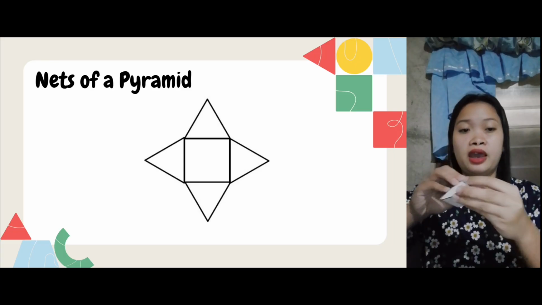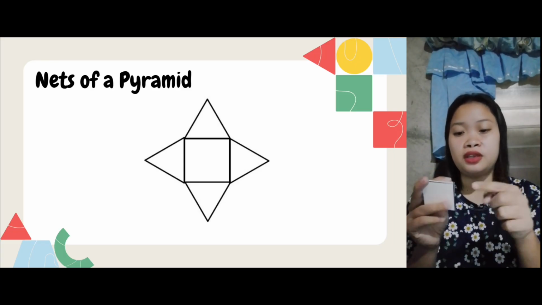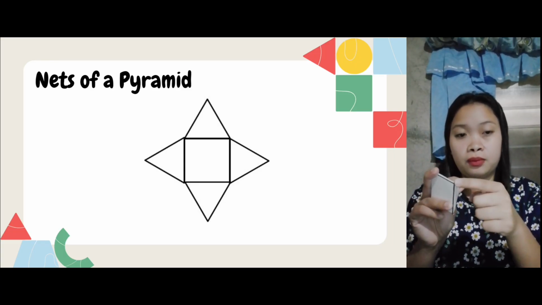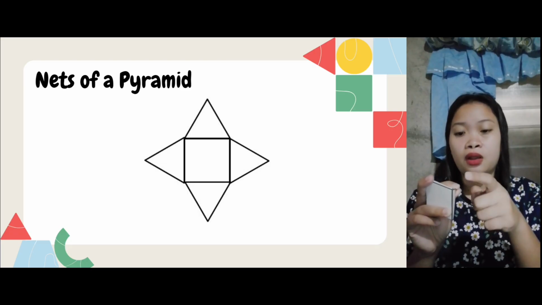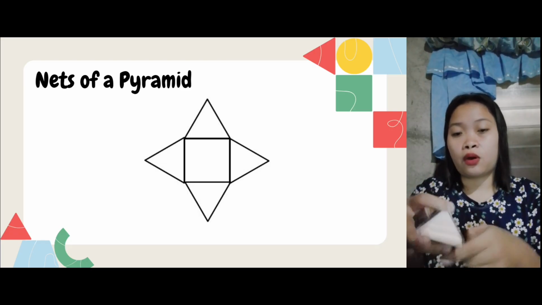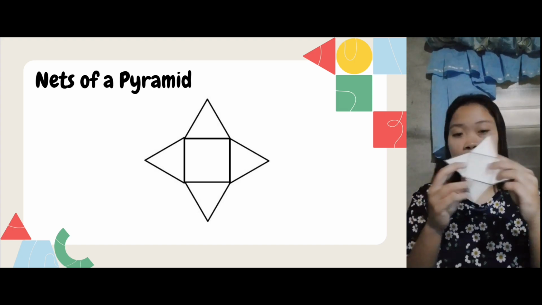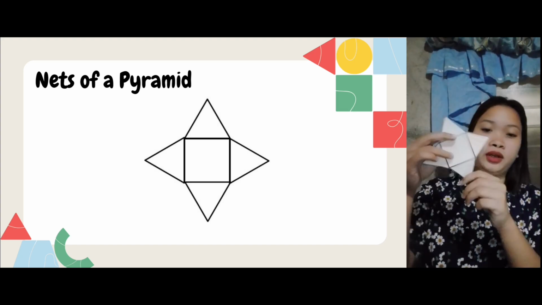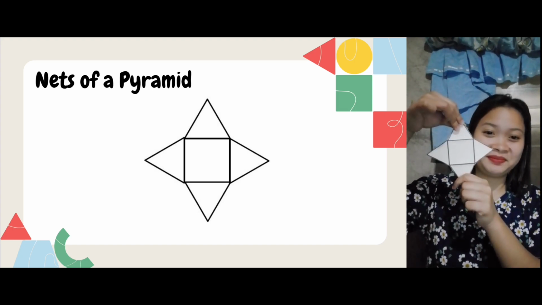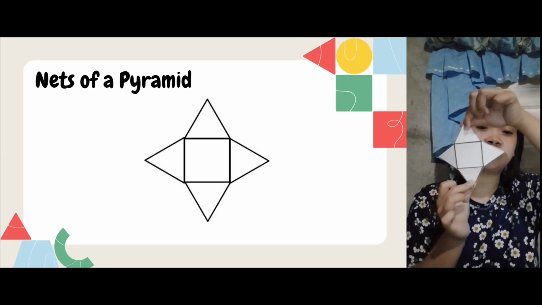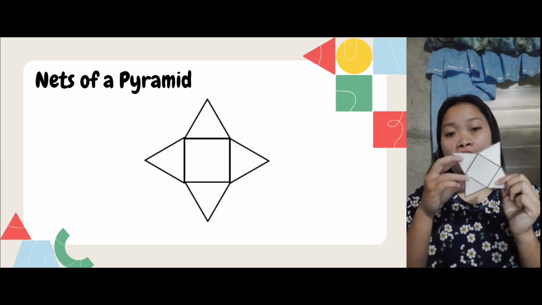And ang vertices pod niya, pila man kabuok? So, i-count na ta ni, ha. 1, 2, 3, 4, 5. So, kung atong i-unfold, guys, this is what it will look like. So, this is a net of a pyramid.